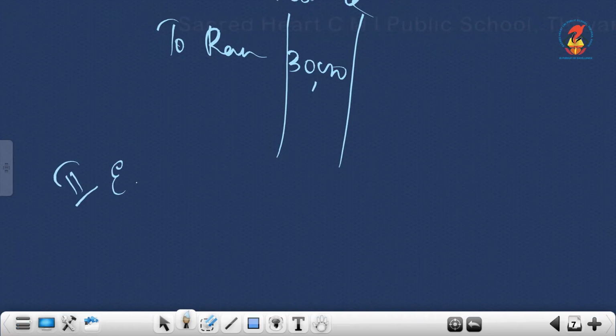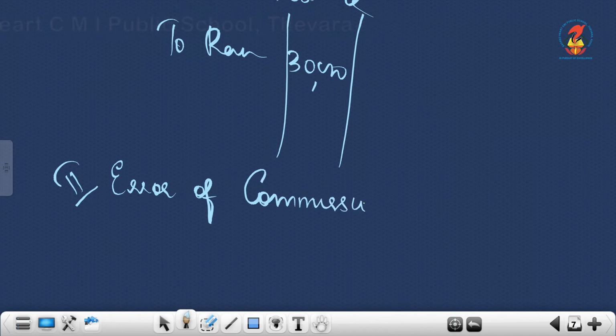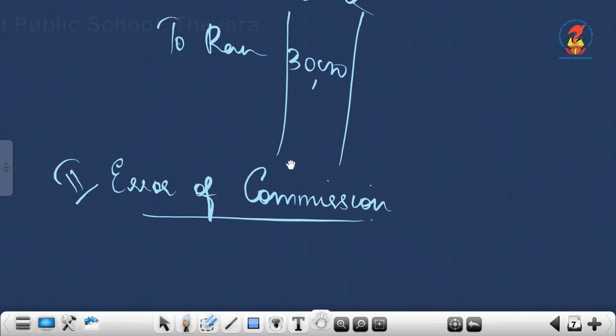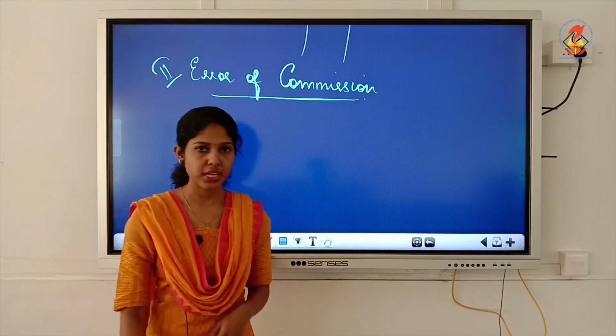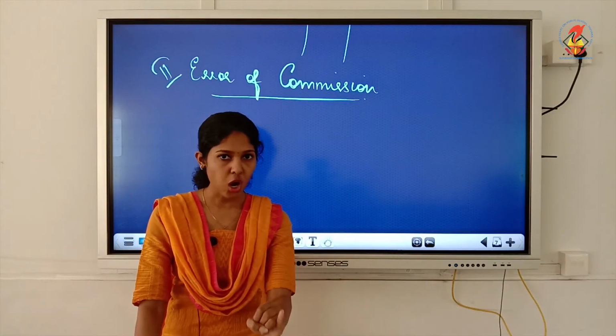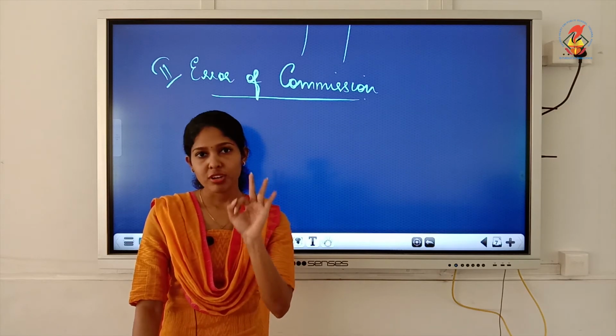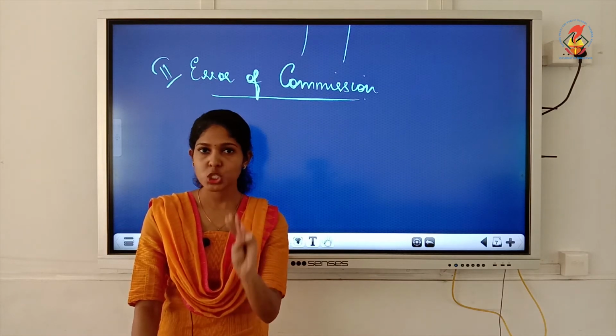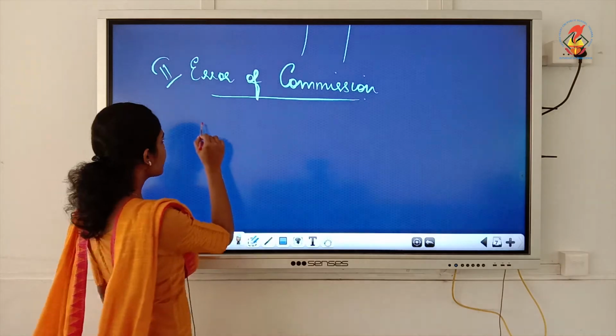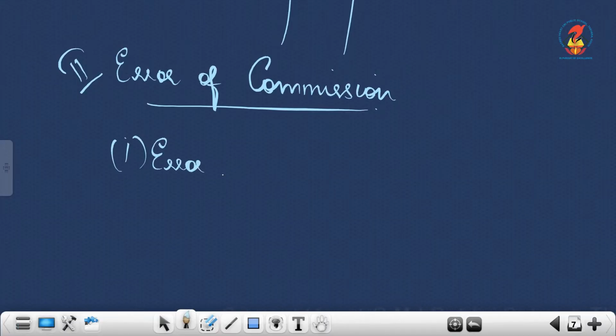Then, second type of error is error of commission. We have subheads for this. So, this is error of commission, which includes error of recording, error of posting, error of casting and error of carrying forward. All these 4 subheads with explanation and example you must write in your book. So, the first one is error of recording.